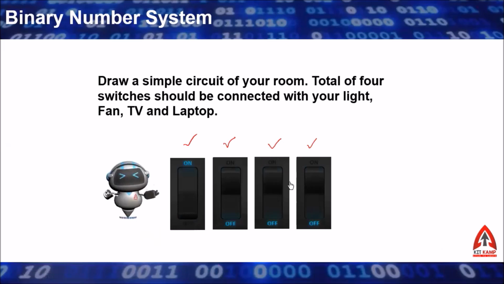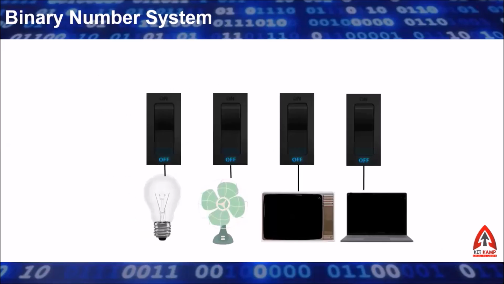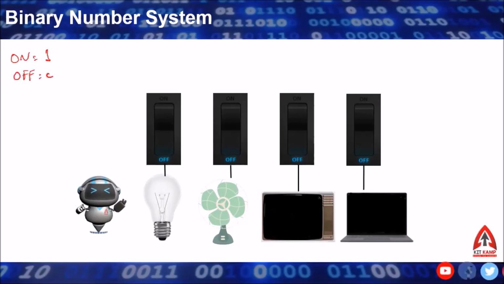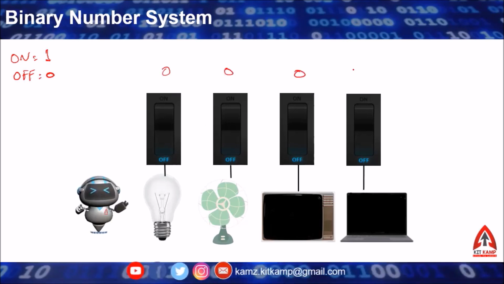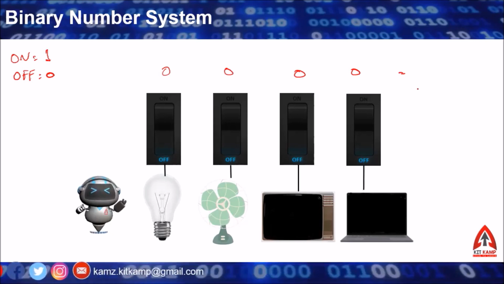Now, how the binary is going to work: we know that when a binary has an on state, it is giving you one value, and if it is off, then it is 0. So right now, all my switches are off. The binary would be 0, 0, 0, and 0, and it is showing me the instruction that all devices are off.